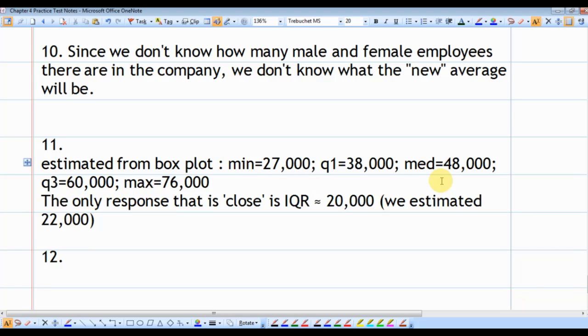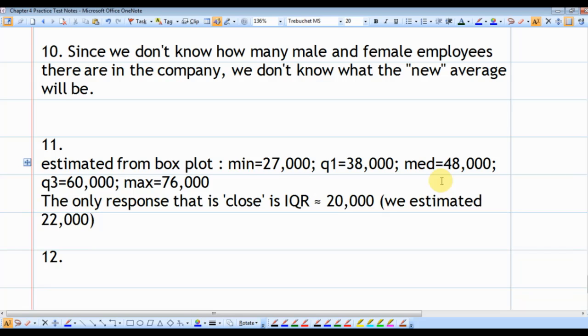Wait, I have a question. So 20 make 48,000? No, there are 20 employees in the company. Right. Okay, so those 20 people make somewhere between 27,000 and 76,000. Now we estimated the median to be about 48,000, right? That means 50% of those 20 employees, or 10 employees, make less than 48,000, and 10 employees make greater than 48,000, okay?